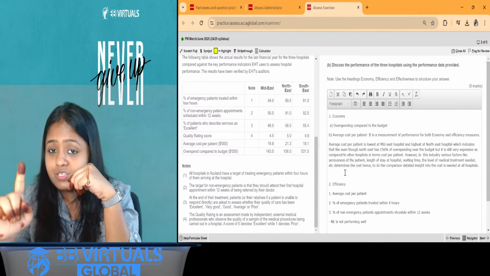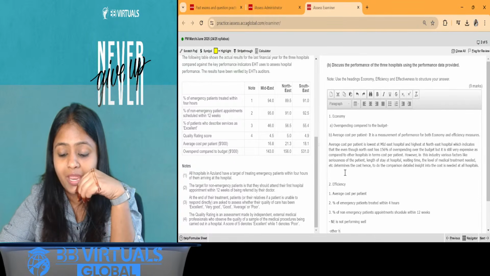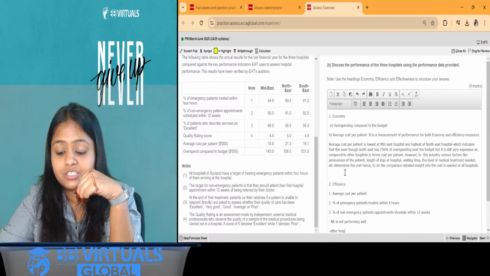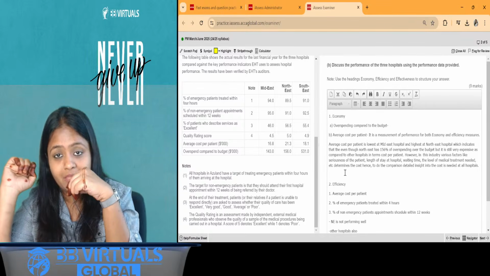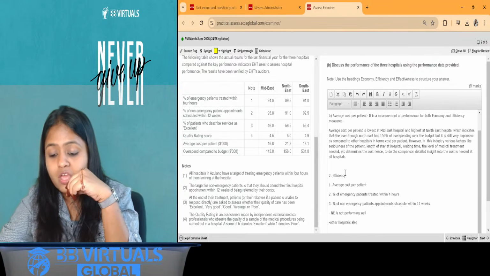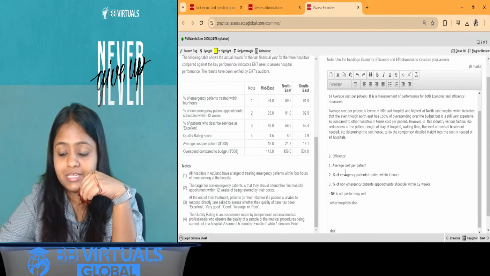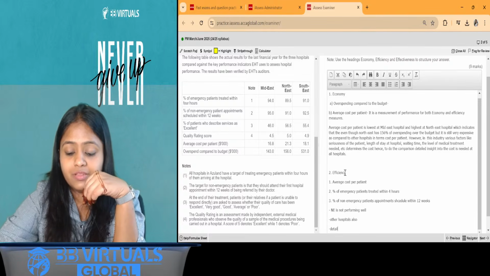So not just Northeast, you will write for other hospitals also. Why? Because the target is that it should be 100%. So please write for other hospitals also why the percentage is not improving for them as well. So again, the detailed investigation would be needed here. That's all. So you just have to elaborate these pointers and you're done with this question. We are done with these 3 marks.